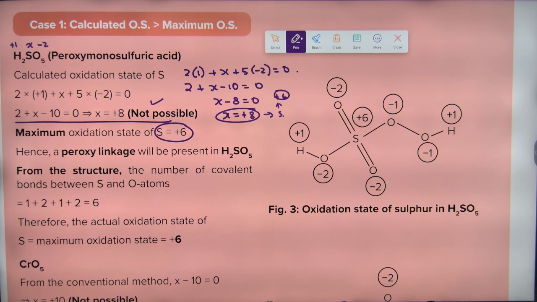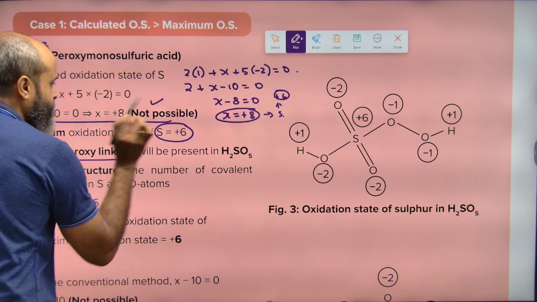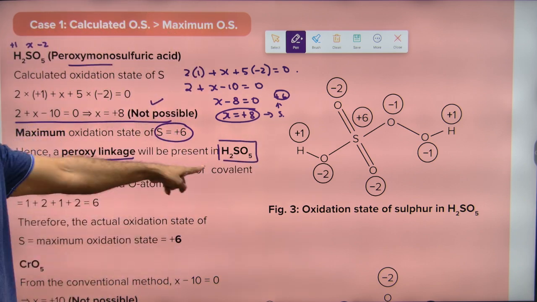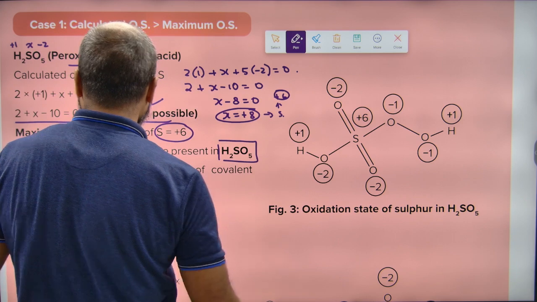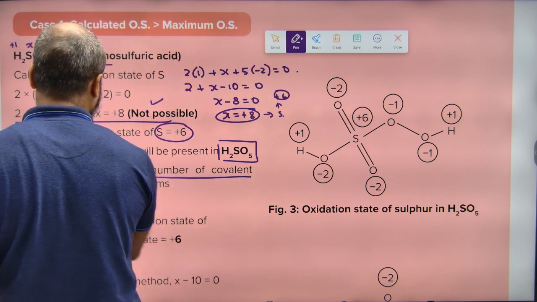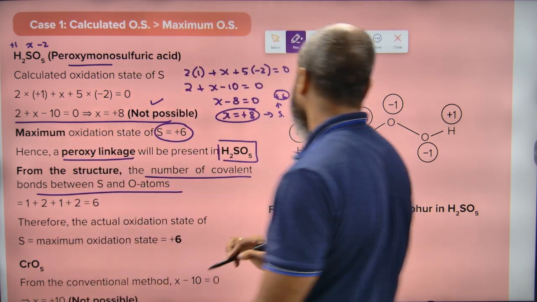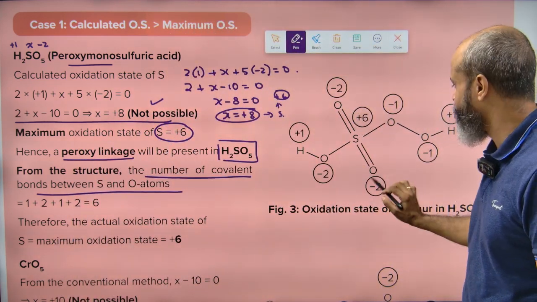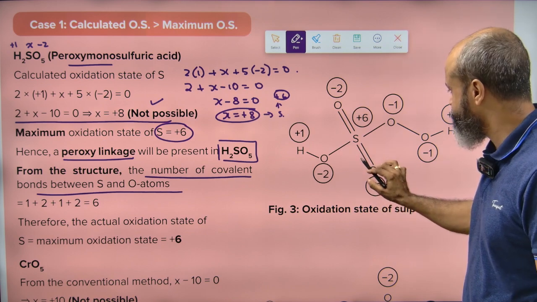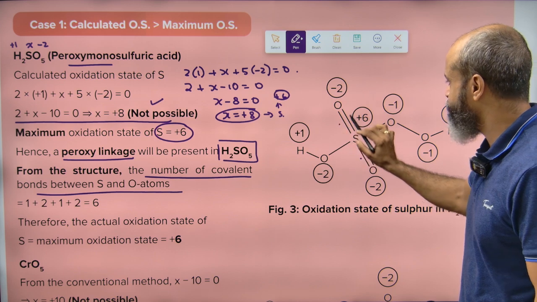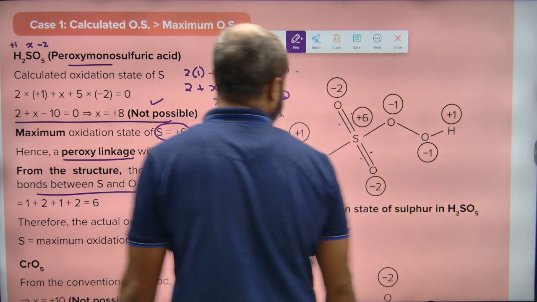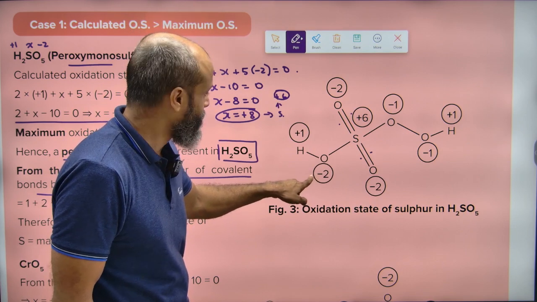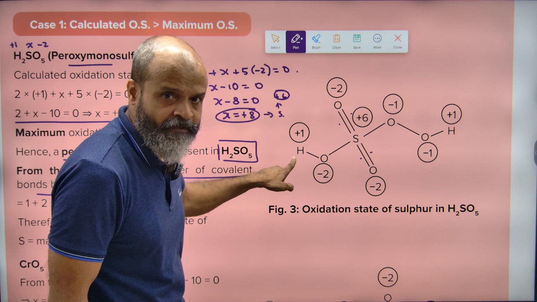Hence there will be a peroxy linkage present in peroxymonosulfuric acid. From the structure, the number of covalent bonds between S and O atoms. Now let's look at this. This is an S atom. Obviously we have an oxygen. So for this oxygen which is having a double covalent bond associated with sulfur, it will be -2. This will be -2, and this will be -2, which is basically with H.